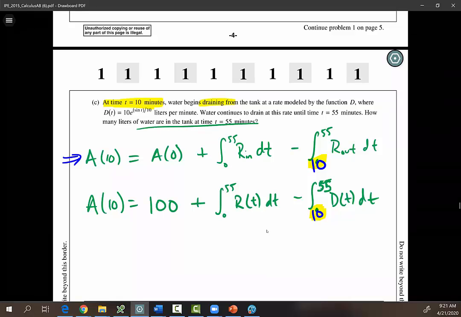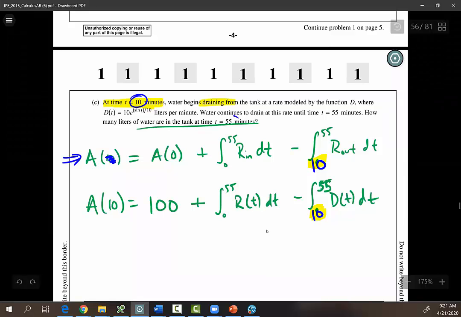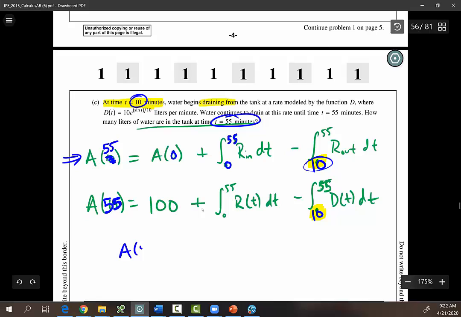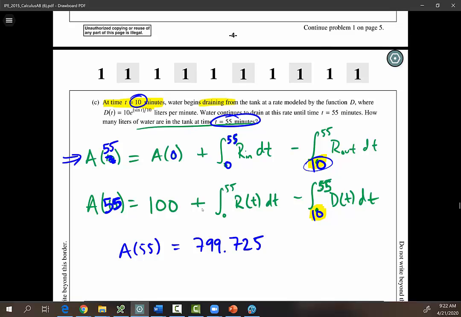And I even wrote A of 10 here. I don't know why I wrote A of 10 here. I think I wrote 10 because I saw that, and I just got in this habit, right? But what are we solving for? We want to solve for the amount at time 55. So the amount at 55 would actually be the amount at 0 plus the going in from 0 to 55 and minus the going out, but it's not 0 because it doesn't start going out until 10. So when we change that endpoint to 10, we get the amount at 55 is equal to 799.725, and then that's our answer.